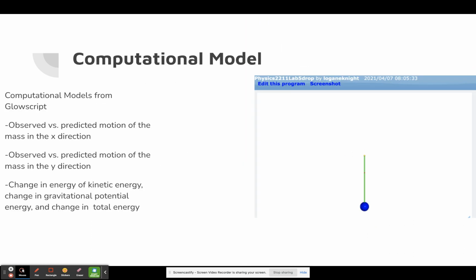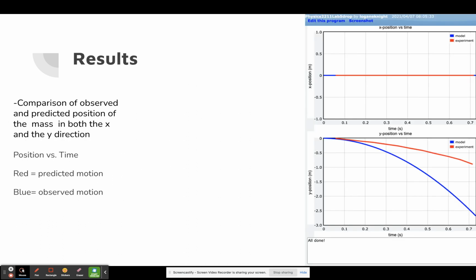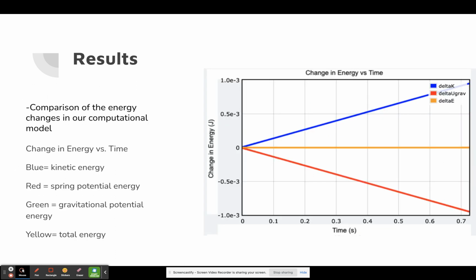For the computational model, I got observed versus predicted motion in the x and y directions and our change in energies. For our position versus time graphs and our motion in the x and y directions, they're relatively the same, except our y position is a little bit off. The model and experiment are a little bit different, and I think that's because I did not incorporate drag into this code, but they are relatively going in that negatively downward direction.